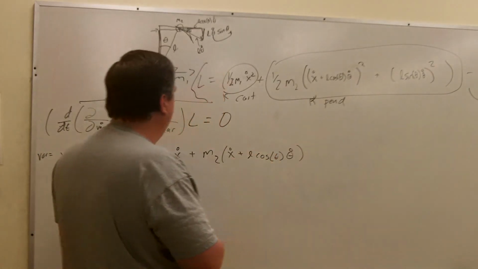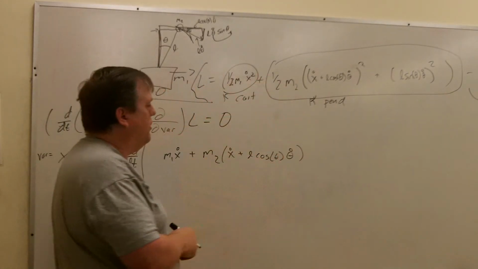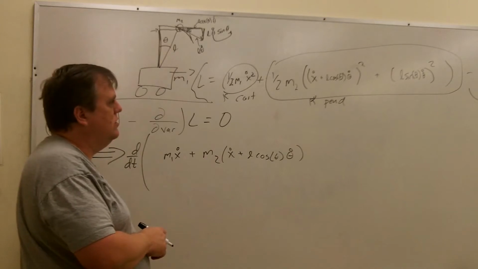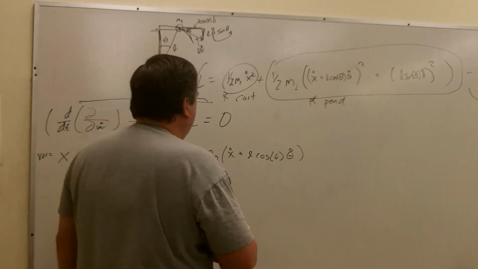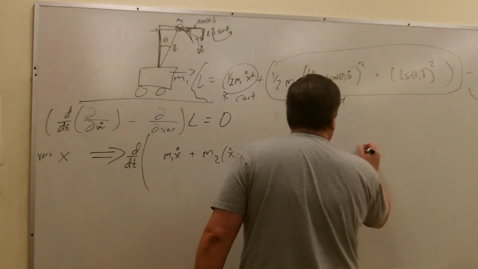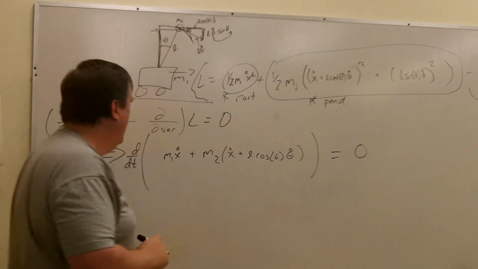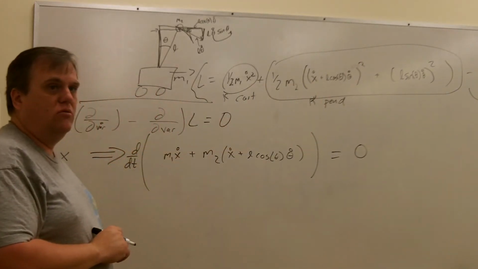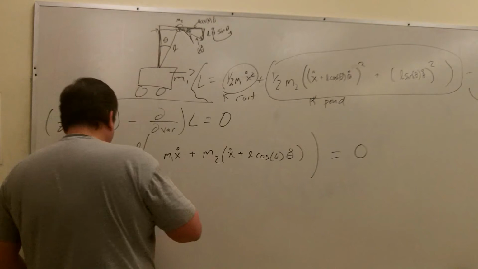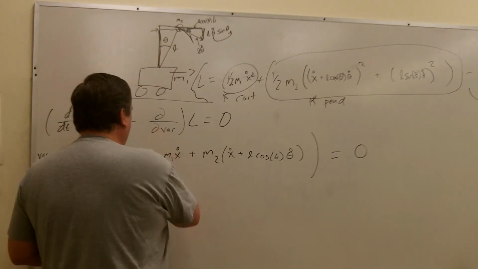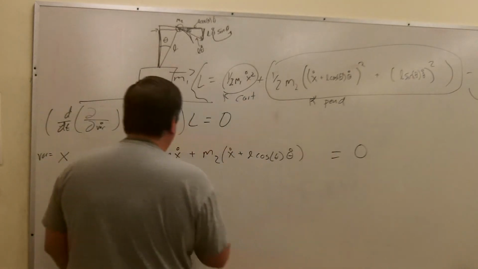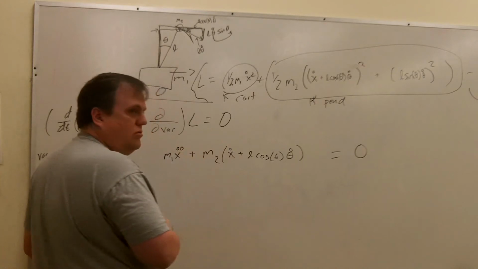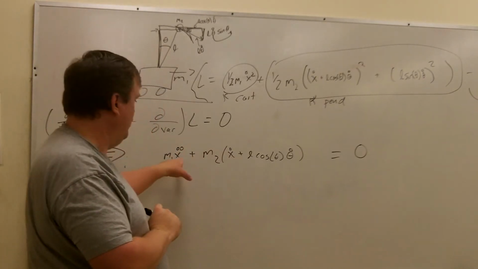Okay. Any other terms involve x dot? No. Right? So this is what I'm taking the derivative with respect to time of. That's got to be equal to 0. Take the time derivative now. Okay? So now I take the time derivative. So I get that, first off.